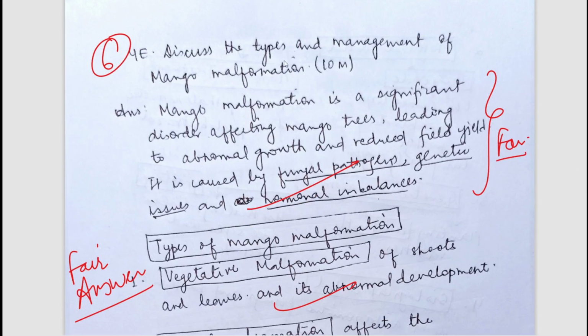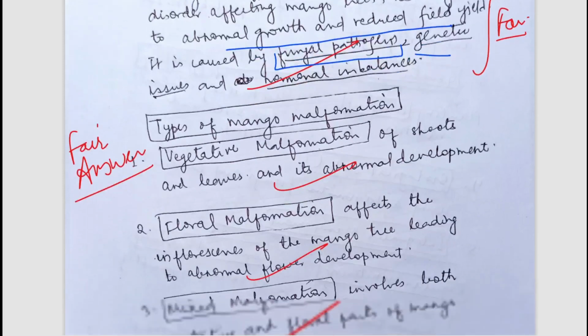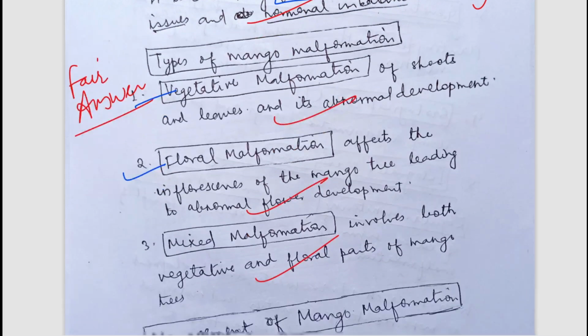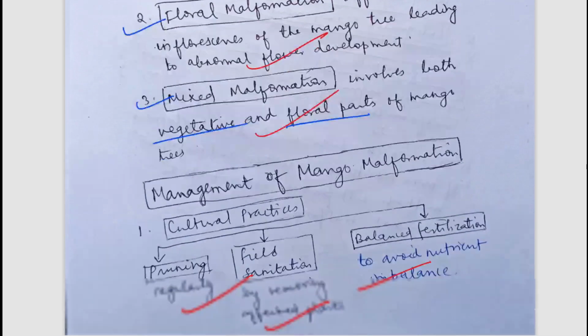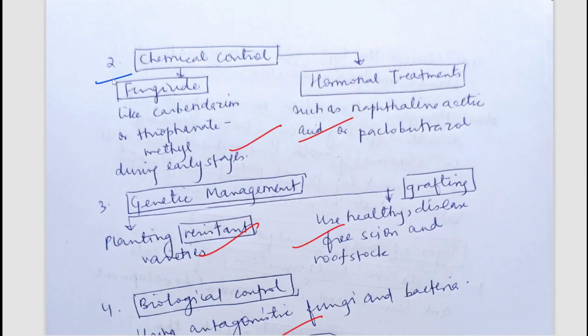The next question was: discuss the types and management of mango malformation. So what is mango malformation? It leads to abnormal growth and reduced yield, and it is caused by fungal pathogens, genetic issues, and hormonal imbalances. There are certain types of mango malformation, such as vegetative malformation, floral malformation, and mixed malformation, which is caused when both the vegetative and floral parts are involved. How can it be managed? By using cultural practices, chemical control, and genetic management.